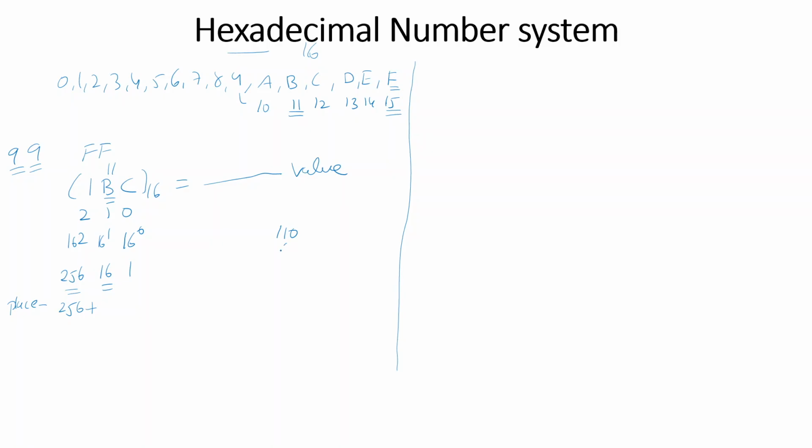That is 176. And C, what is the face value of C? It is 12. 12 into 1 is 12. If you combine all these things, 256 plus 176 plus 12. Sorry, the face value of C is 12. So you will get 444. Now the value of the hexadecimal number 1BC is equal to 444.